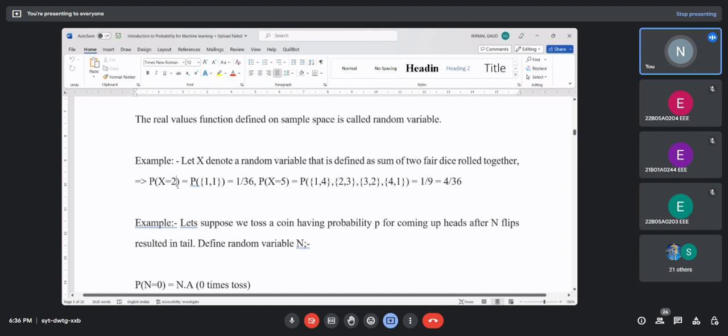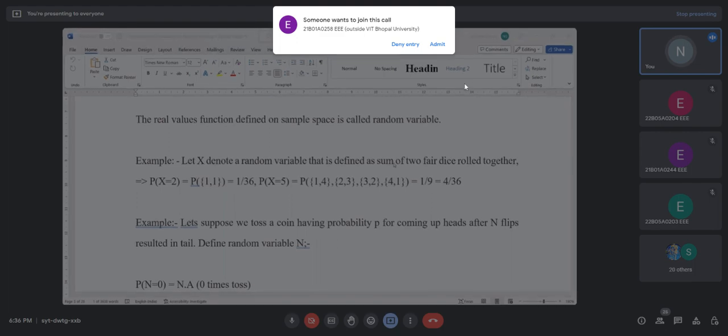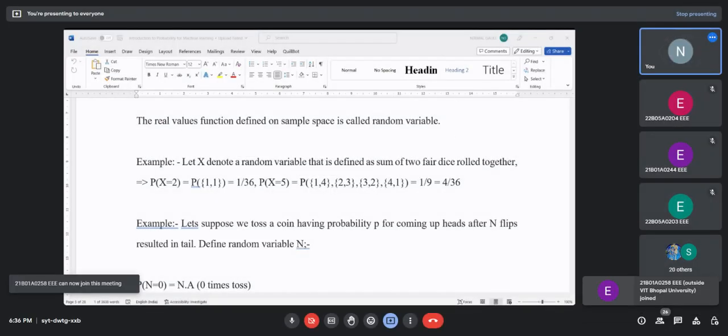Now, if I am asked x equal to 2, what is the possibility that I am going to have a 1 on both the dice? That means this is only one possibility. All right. So the result which I am going to get here is 1 by 36.